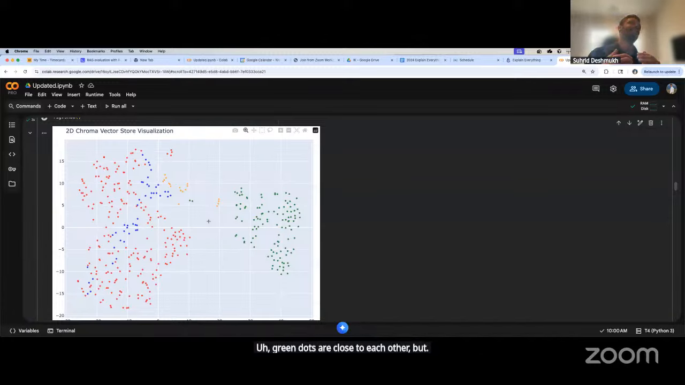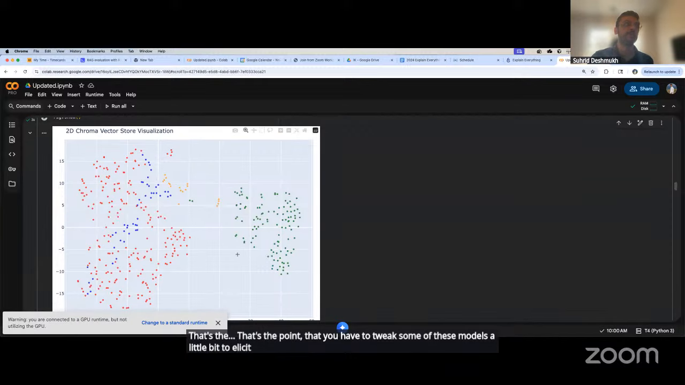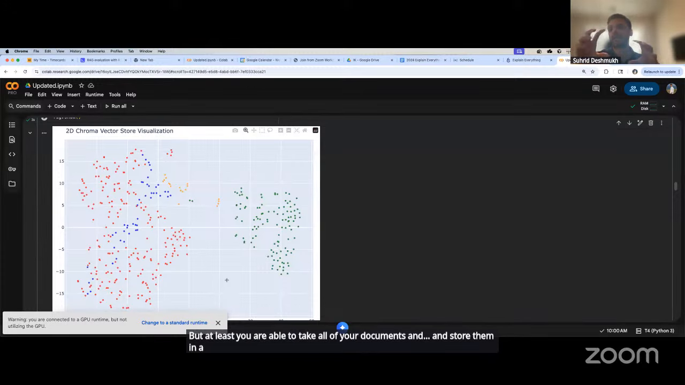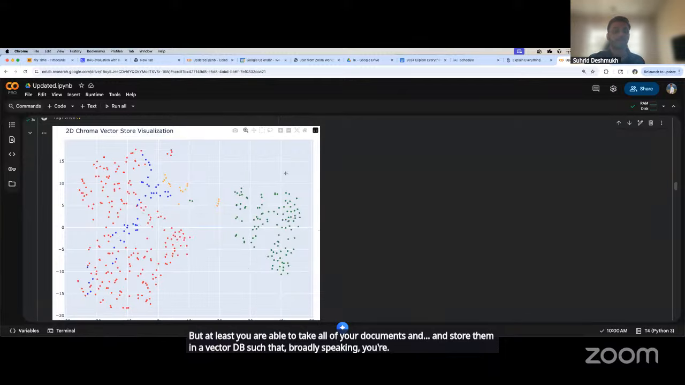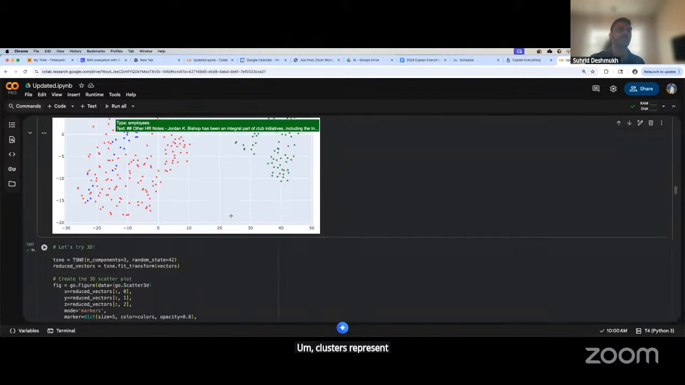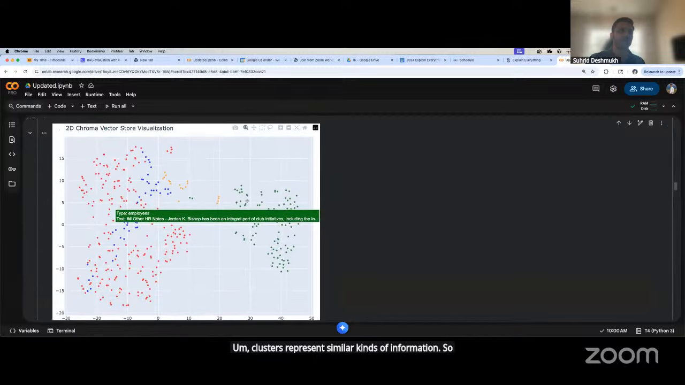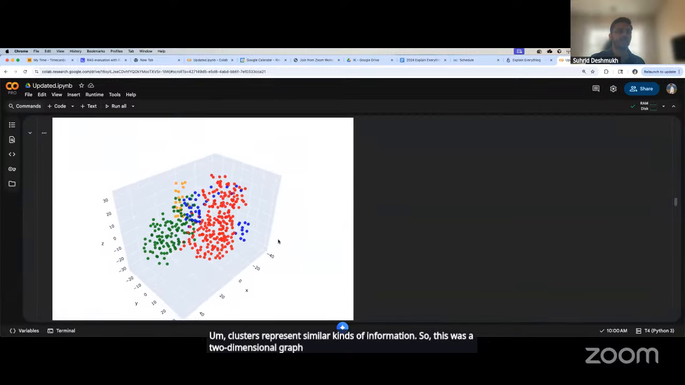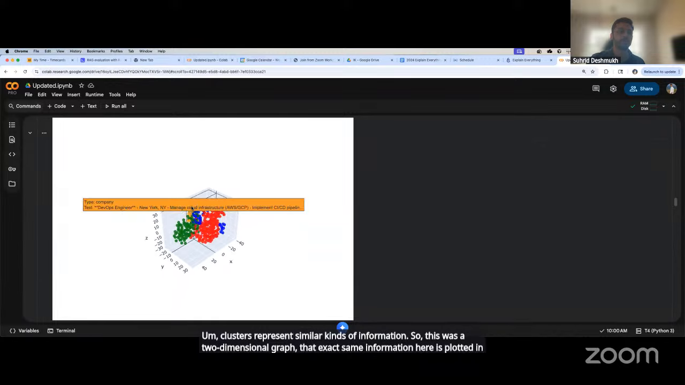But that's the point, that we have to tweak some of these models a little bit to elicit better performance. But at least you are able to take all of your documents and store them in a vector DB such that, broadly speaking, your clusters represent similar kinds of information. So this was a two-dimensional graph. That exact same information is plotted here in a three-dimensional setting.